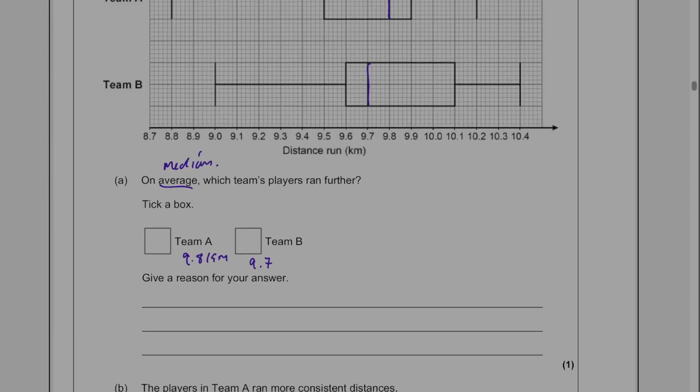So which team ran further? I would go team A, and the reason would be they have a larger median. And then I'll quote the figures in my answer line: 9.8 kilometers, which is bigger than 9.7 kilometers.